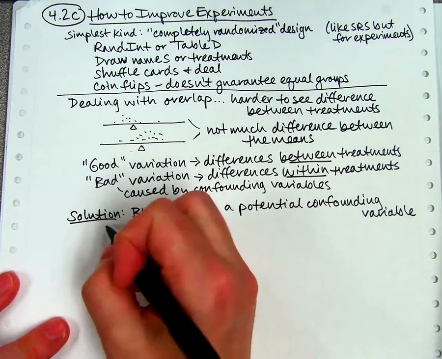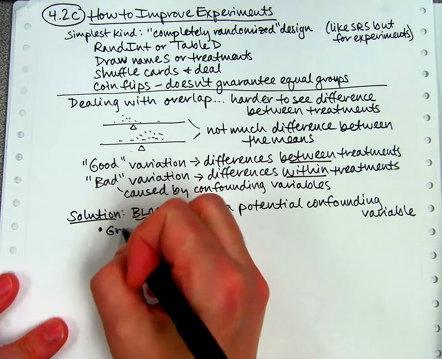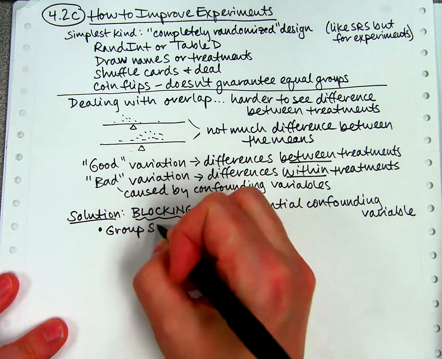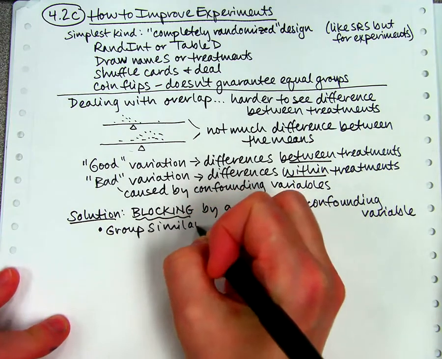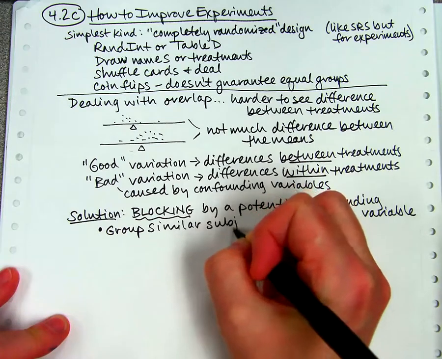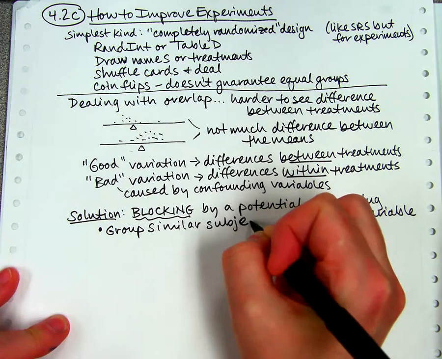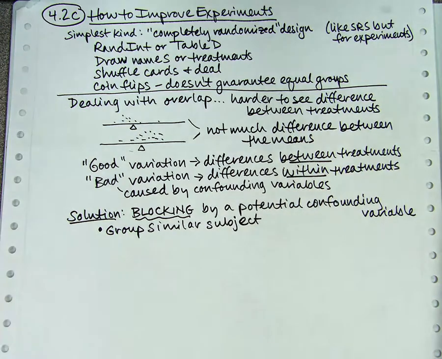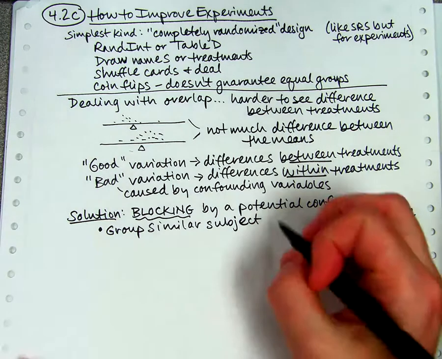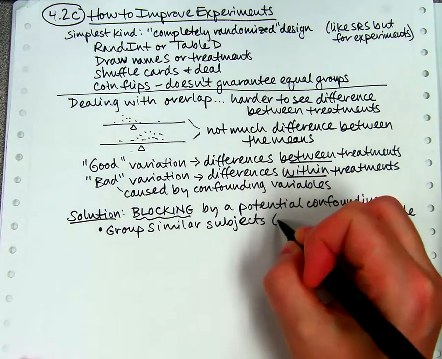Blocking, what you do is you group similar subjects. So you make groups based on your confounding variable. Let's say you think that exercise is going to make a difference in people's heart rate. So people who exercise often get to be put in one group, and people who don't exercise often go in the other group. And that part is not random. I want to point that out to you.